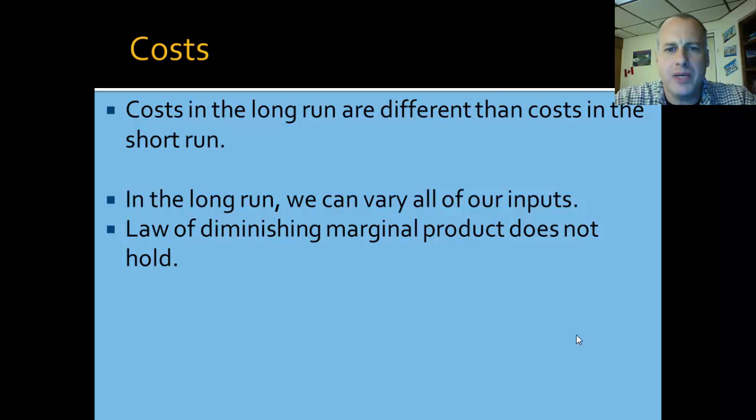So the law of diminishing marginal product is a short-run concept. We had a fixed amount of apple orchard to pick from. But if we vary the amount of apple orchard to pick from, then there's no reason to think that the law of diminishing marginal product should continue to hold in the long run.